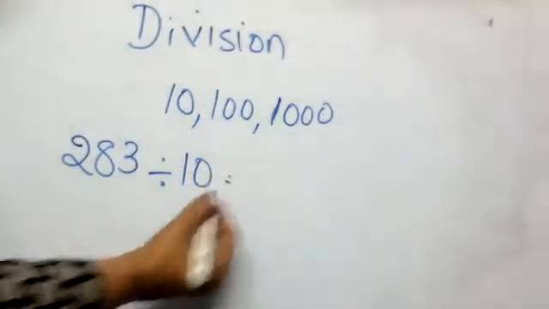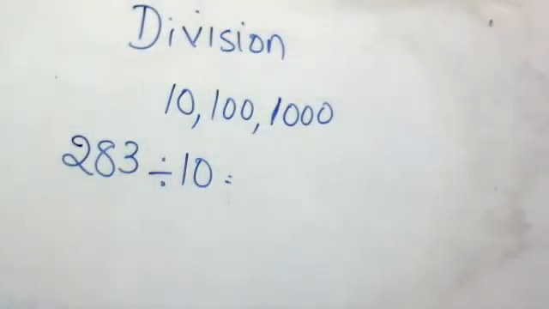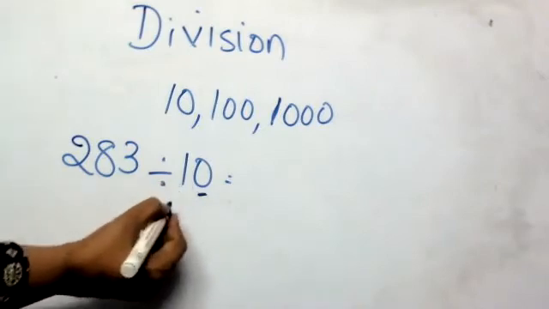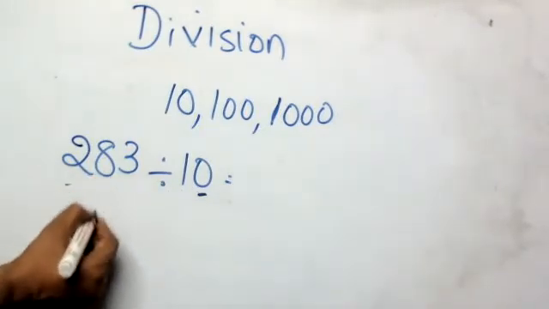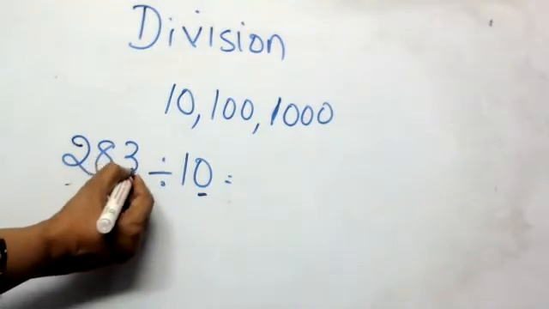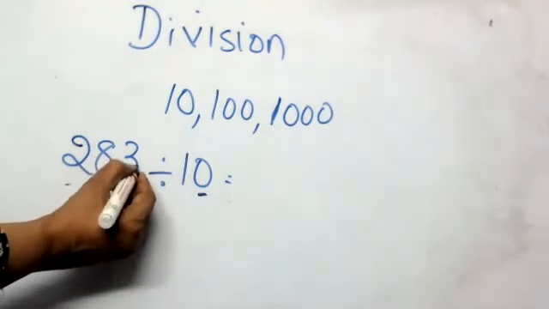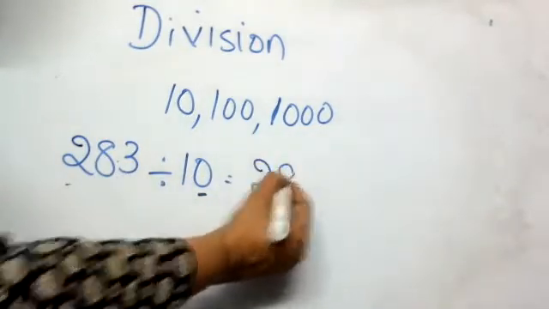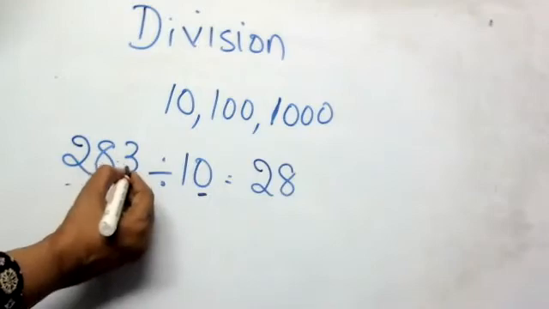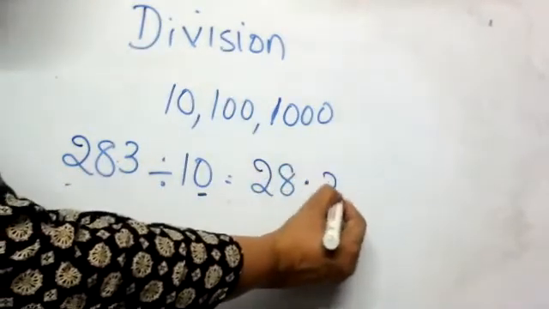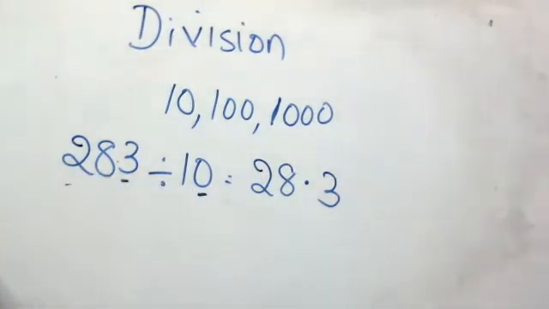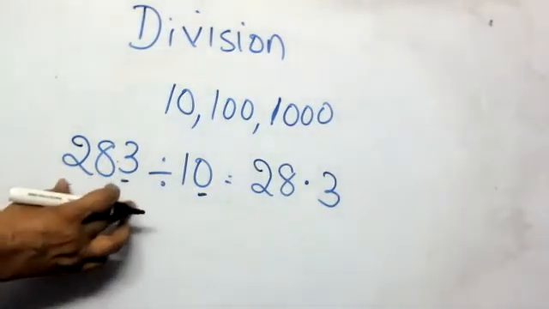So here, instead of going through the long process, I will teach you a simple and short method. Here there is 1 zero. This is the 10th place. 283 divided by 10. So we put the decimal point after one place. From the right side, calculate the decimal point: 28.3. Understood? The decimal point will come after one place because it is 283 divided by 10.